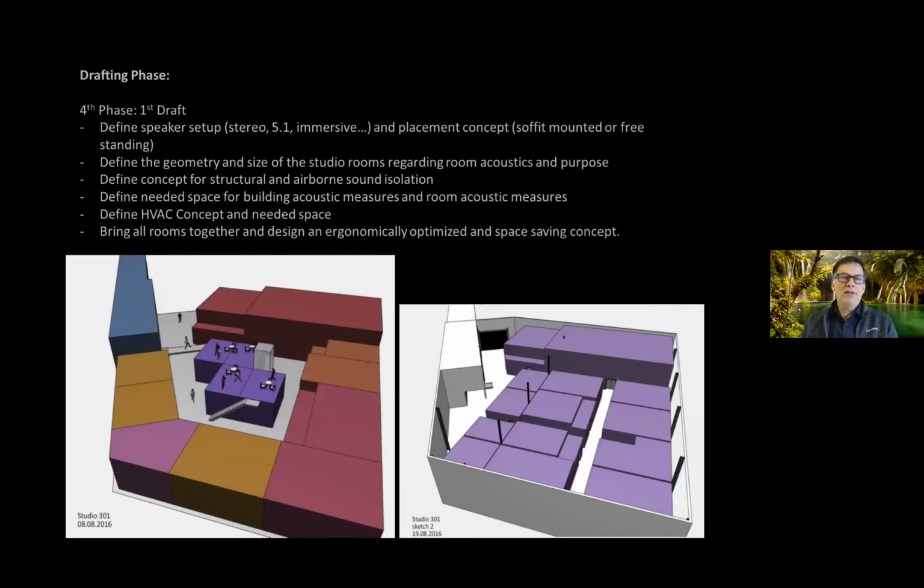So the next phase is to define the speaker setup. Is it stereo, 5.1, immersive, and the placement concept, like soffit mounted or freestanding speakers. Then define the geometry and size of the studio rooms, etc. And also think about the isolation or insulation already, like we just saw, and define space for HVAC. It looks like this, for example. This was also Sydney. This was our first draft.